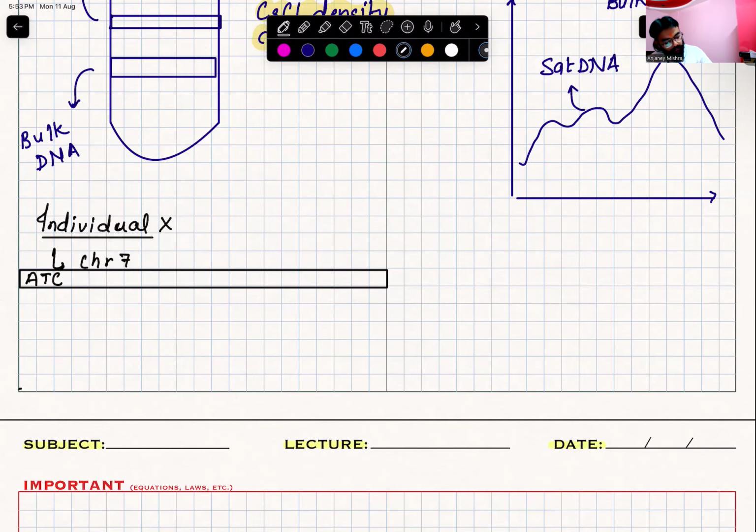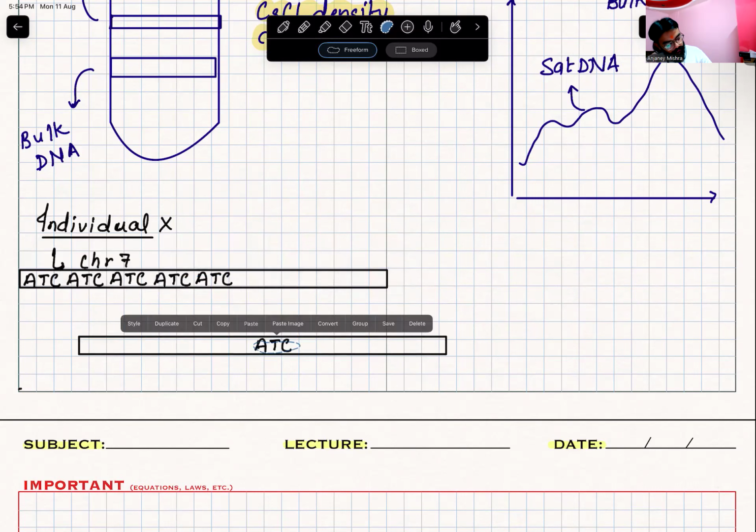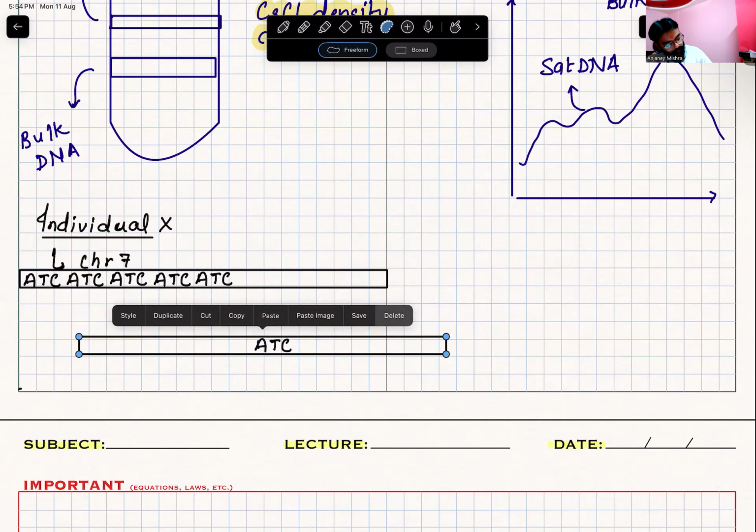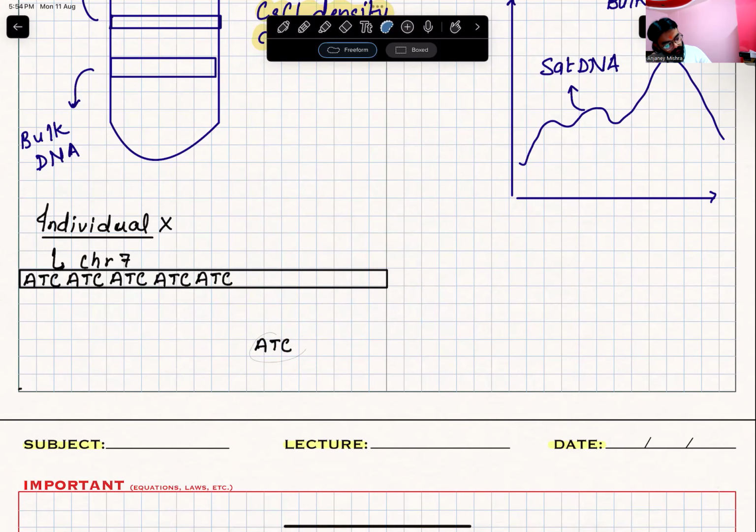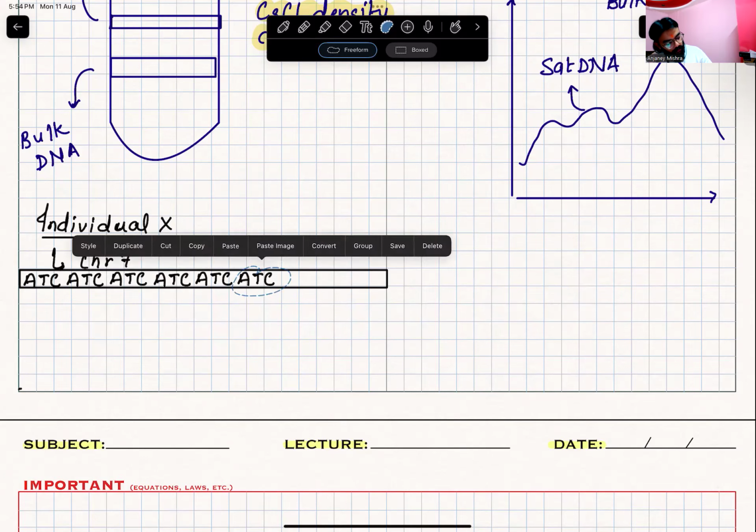So wait, can you just repeat what you just said? That we are studying a particular individual X, and in that particular individual X, we are studying their chromosome number 7. And in their chromosome number 7, we are seeing that a particular sequence, which is ATC, ATC, ATC, is getting repeated. Is that clear? Yes, sir. So if I draw it, it will look like this: ATC, ATC getting repeated again and again.